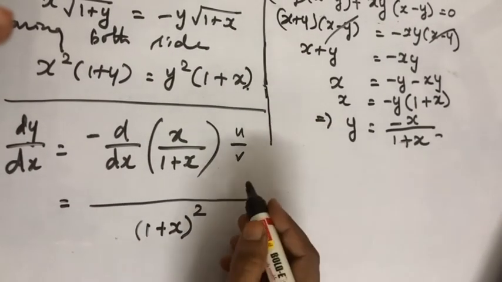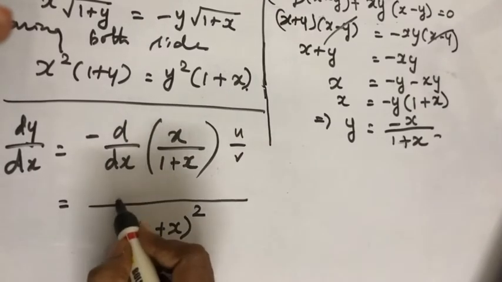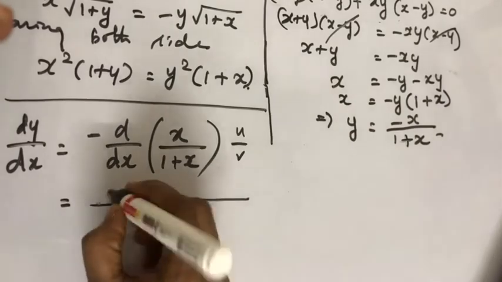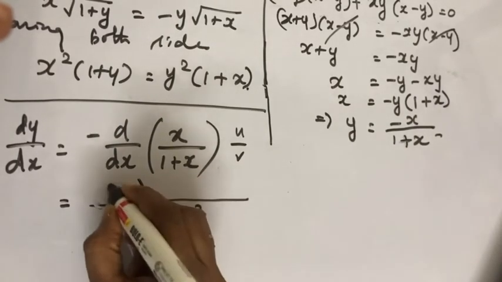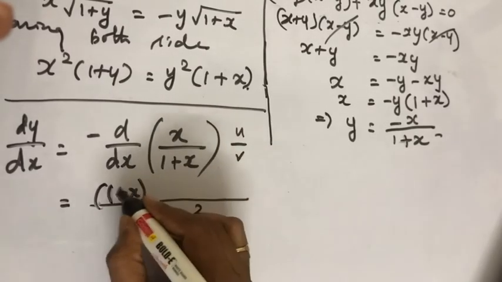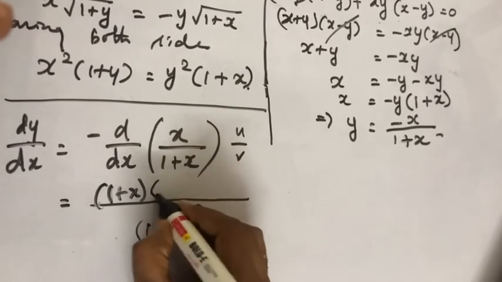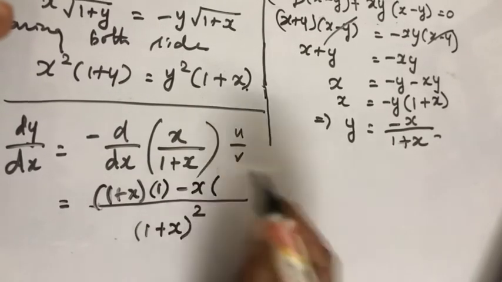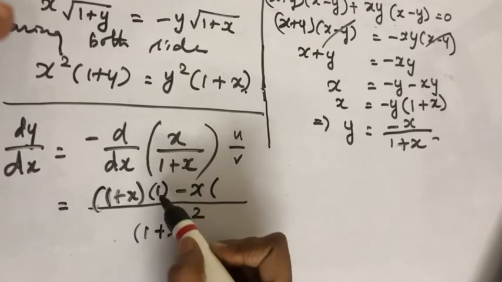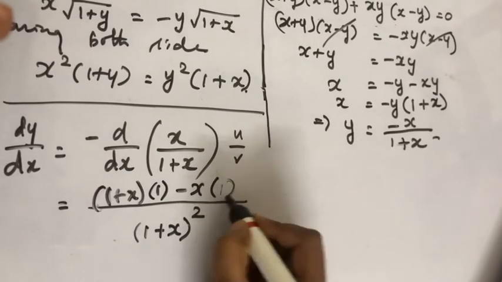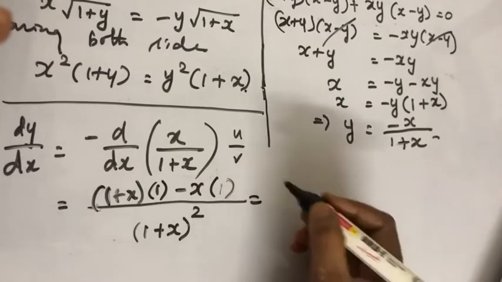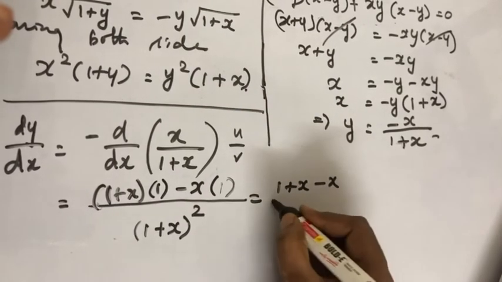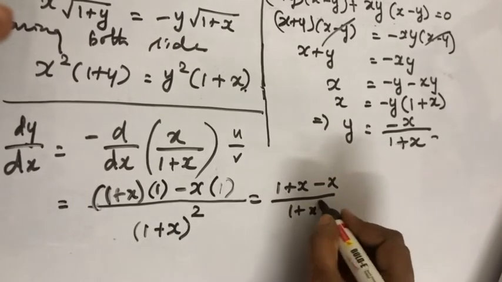In the numerator, what do you have? v u dash minus u v dash. What is our v? 1 plus x. v u dash, that is 1 plus x into the differentiation of x, which is 1, minus x into the differentiation of 1 plus x. Differentiation of 1 is 0. Differentiation of x is 1. So that is equal to (1 plus x minus x) divided by (1 plus x) the whole square.